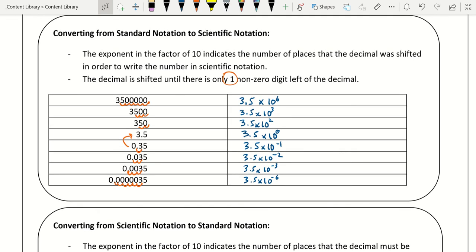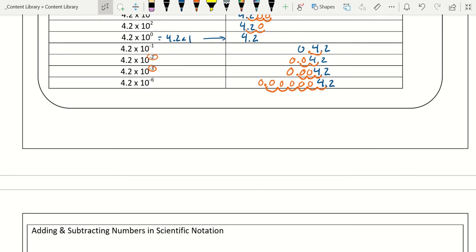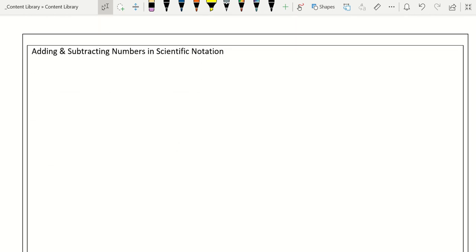So that's how we're going to convert back and forth from standard notation to scientific notation and scientific notation to standard notation. Next, what about adding and subtracting these numbers? Well, let's do that.